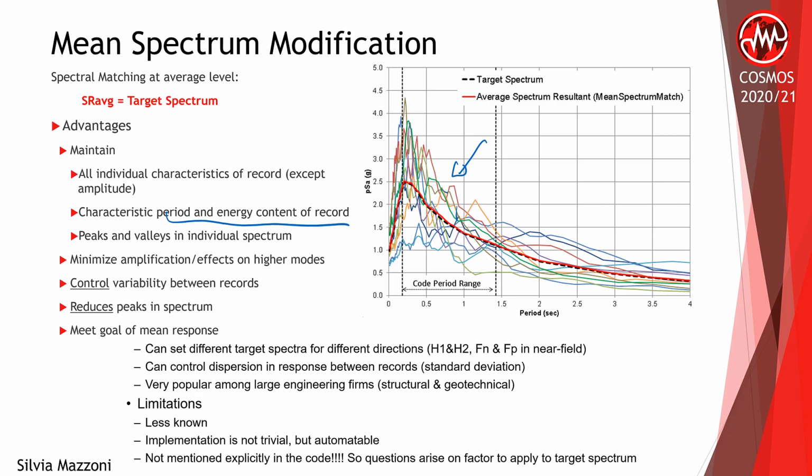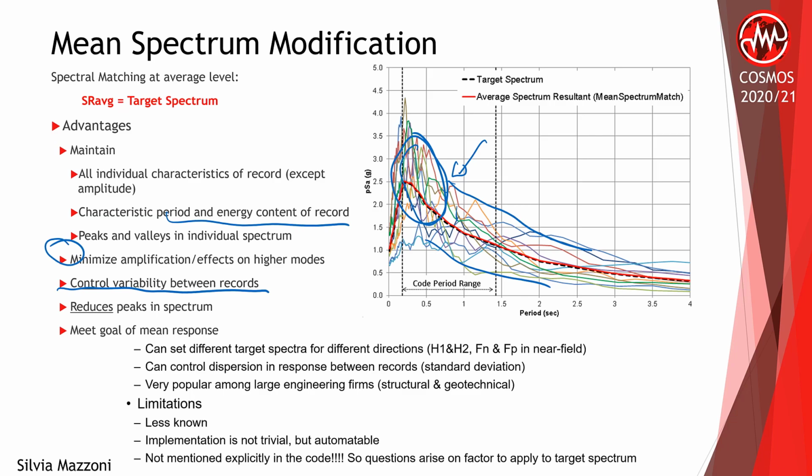And the peaks and valleys of the individual spectrums are maintained. You minimize the amplification effects of the higher modes. Remember those bumps that we had earlier? Well, they're gone now at these higher frequency points. You can control the variability between records. You can actually control this here, and I'll show you in a graphic later.